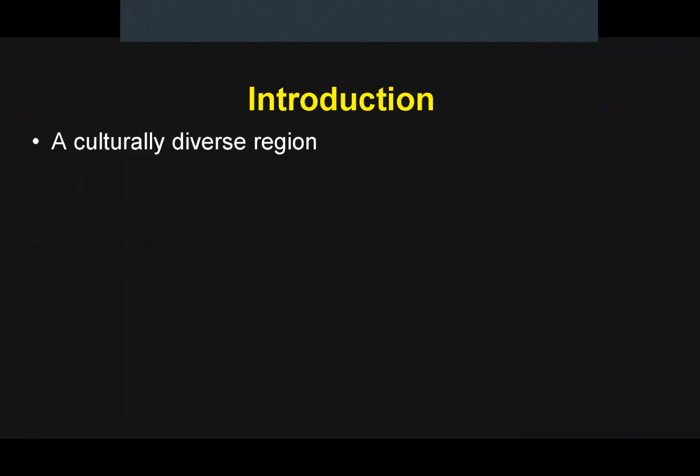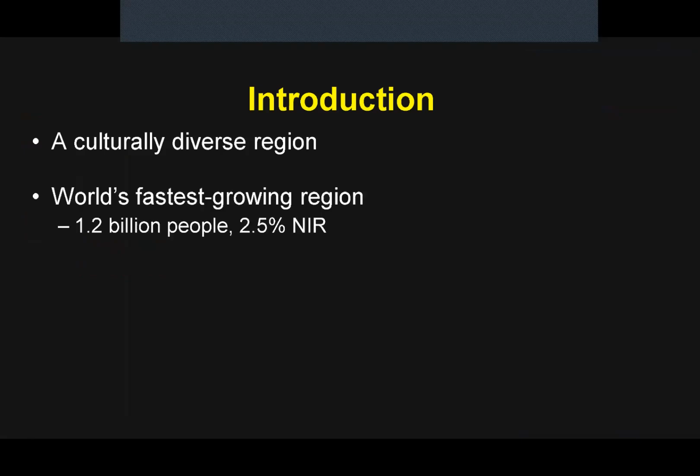So as an introduction, this is a very diverse region, as I just mentioned, with 46 different countries, many different ethnicities, religions, languages, foods, livelihoods, etc. It's the world's fastest growing region. It has 1.2 billion people and has a natural increase rate of 2.5%.